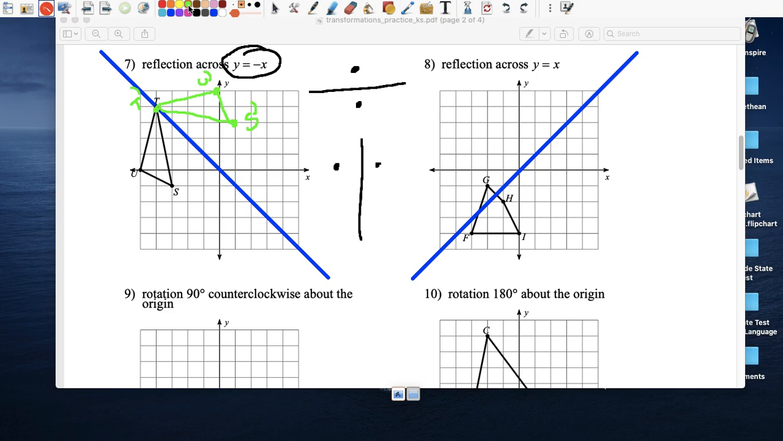So let's see how we reflect this. Where would be point F? Point F would be right here. F prime. Where would be I prime? Again, we count diagonals. So it would be 1 diagonal, 2 diagonals, so 2 diagonals on the other side, like this, and there's point I prime.